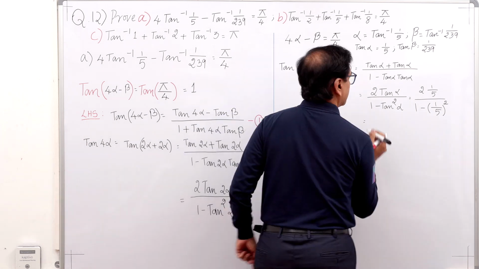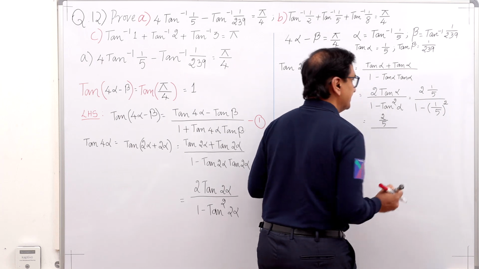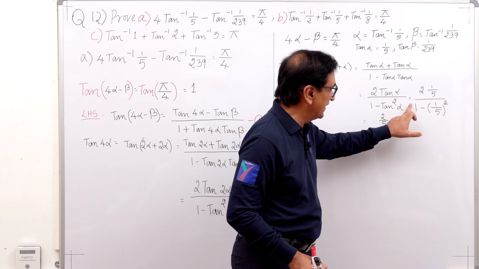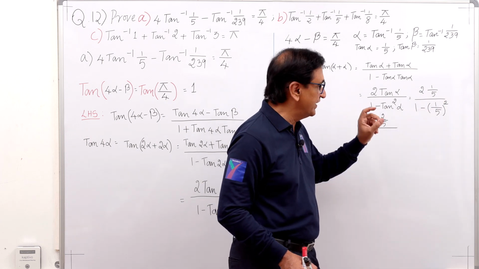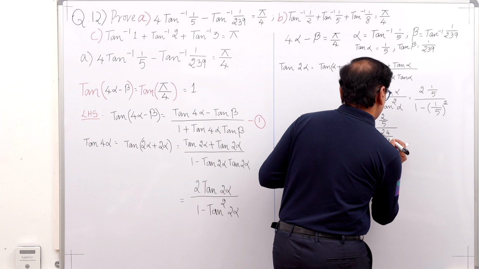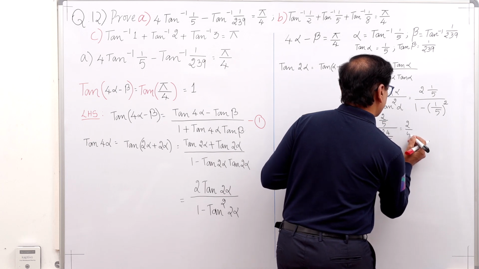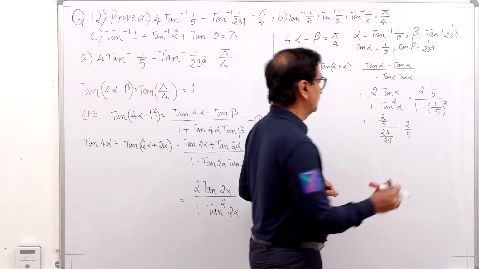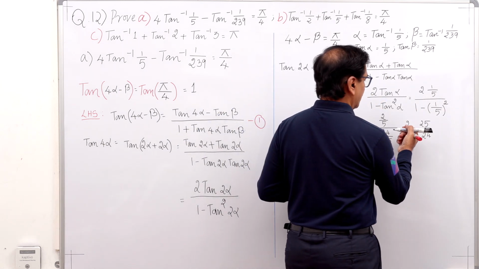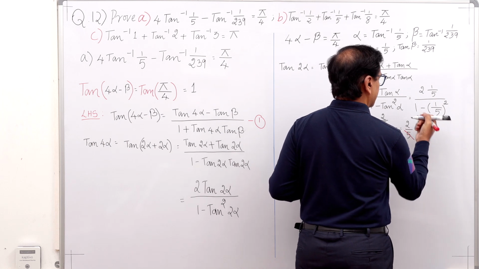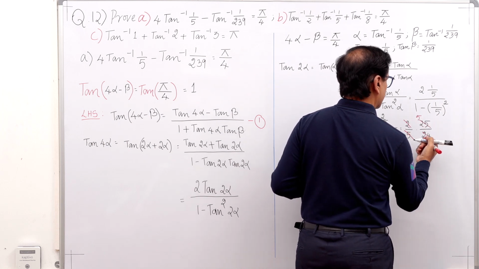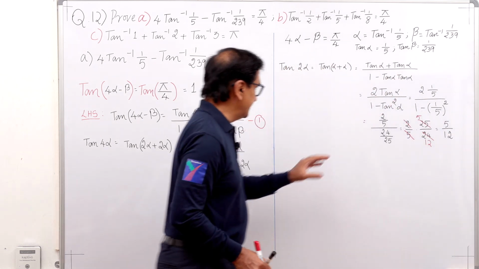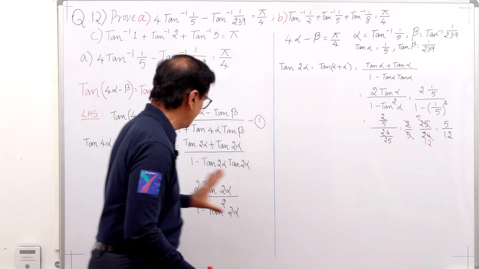Okay, so let us simplify this. So this will give me 2 by 5 divided by, this is 1 over 25. Take 25 as common denominator. So 25 minus 1, 24, 24 divided by 25. So this would be 2 divided by 5 multiplied by the reciprocal of this, 25 divided by 24. Let's simplify this. So this will go 5 times, and this will be 12. So this will be 5 divided by 12. Okay, let us substitute tan 2 alpha equals 5 by 12 in this.